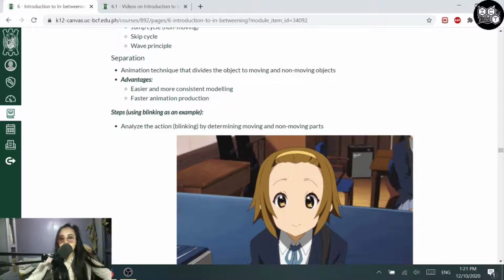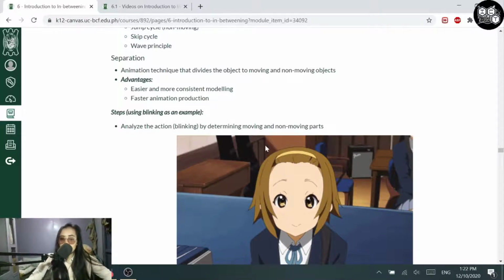Next, we have separation. Separation is an animation technique, more for in-betweeners. We've had a little bit of an idea of this one when we were doing our cleanup for in-betweening. So the tracing idea is something you have to take into consideration for separation. The idea of separation is that you're going to separate the moving items from the non-moving items.